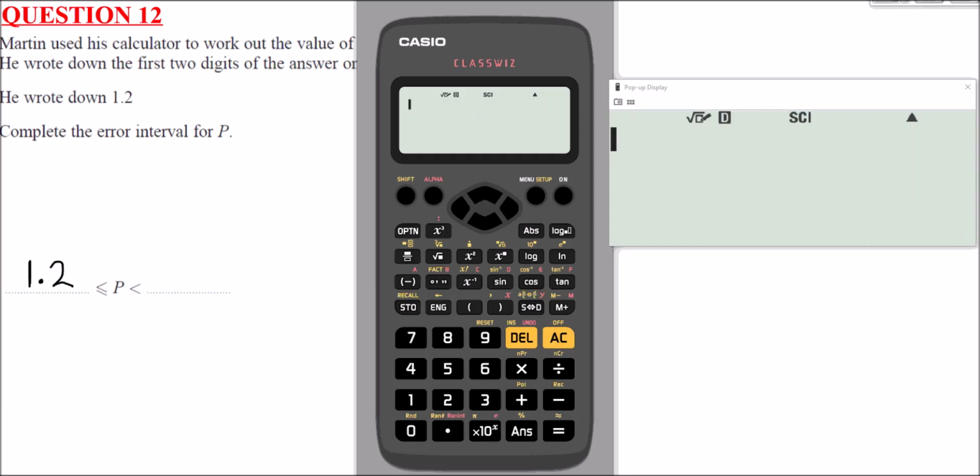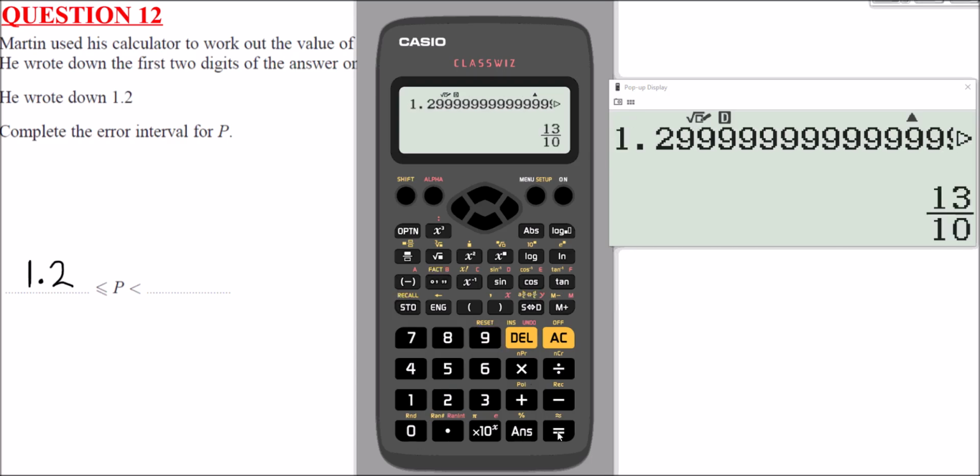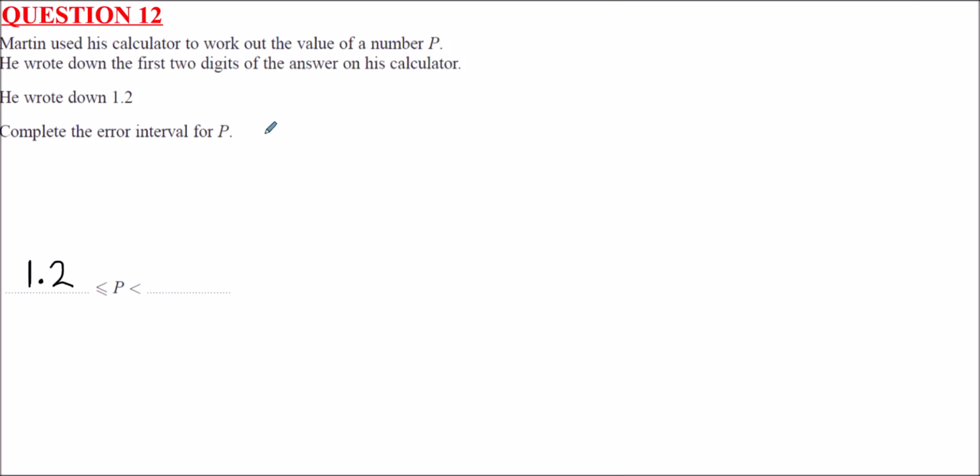So if I just show you how to do this. He wrote 1.2, you could have put 1.2999 and so on and so on, as many times as you want. If you press equals, your calculator will just say it's near as damn it 1.3. Technically it's a smidgen less, it's like a billion trillionth less, but it can be all the way up to, but not including, 1.3. So truncated to 1.2 means the upper limit is 1.3. So between 1.2 and 1.3 is our answer for question 12.